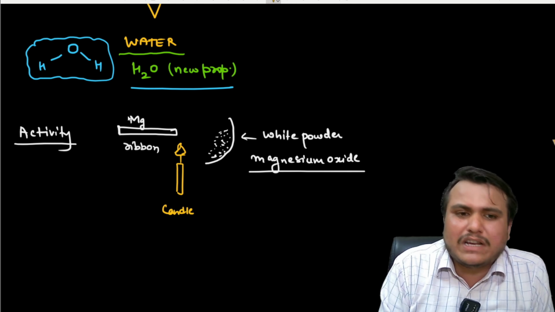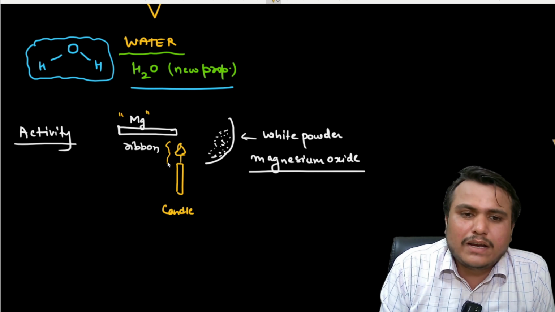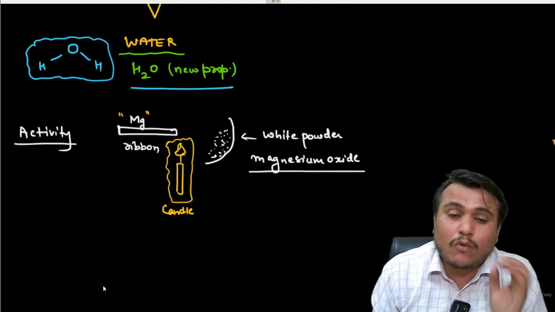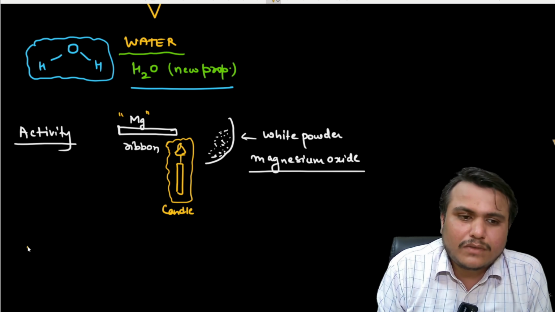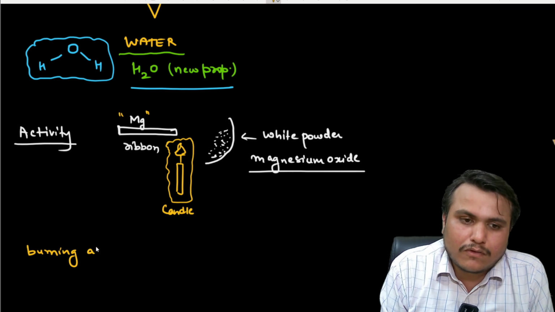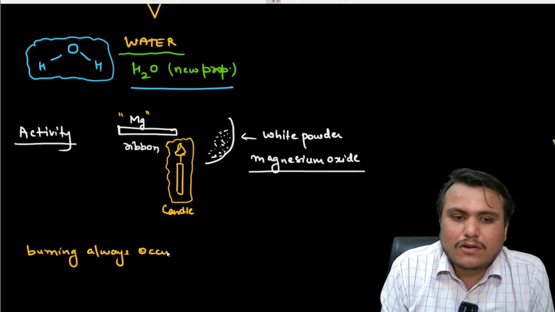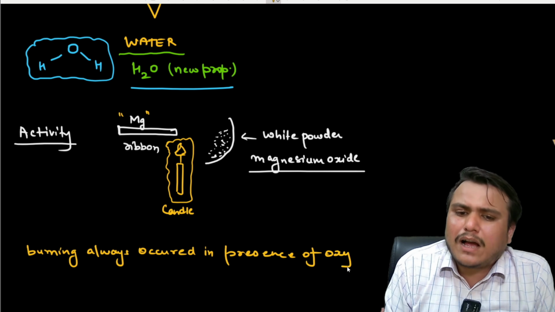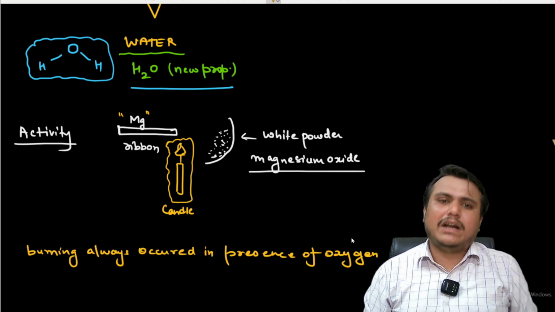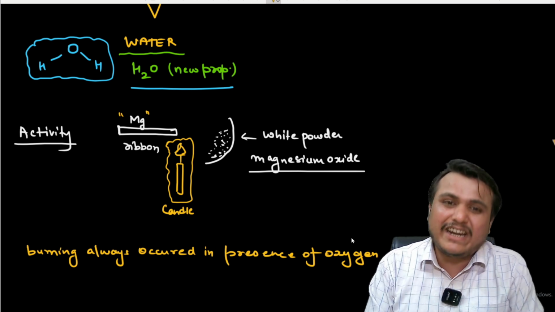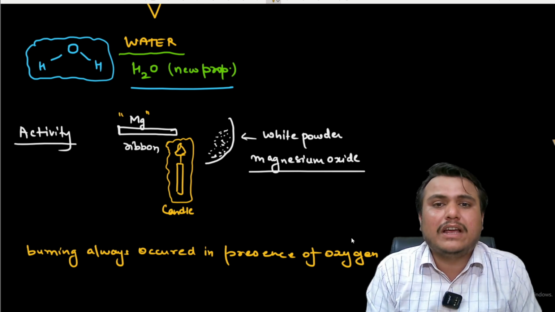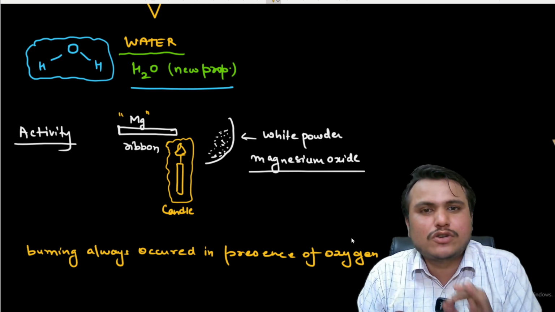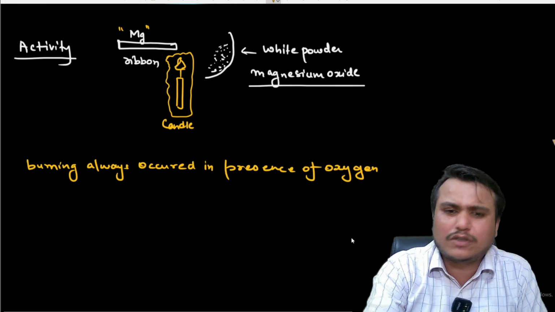So now what is happening over here? We can easily say what we are seeing: the magnesium ribbon is burned with the help of a candle. Now the first thing you should know is that burning always occurs in the presence of oxygen. No burning can occur in the absence of oxygen. Oxygen is needed for a thing to burn. If anything has to catch fire or keep burning continuously, it should have a flow of oxygen with it.